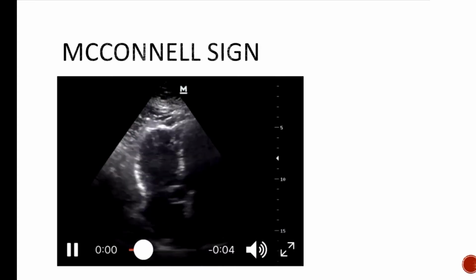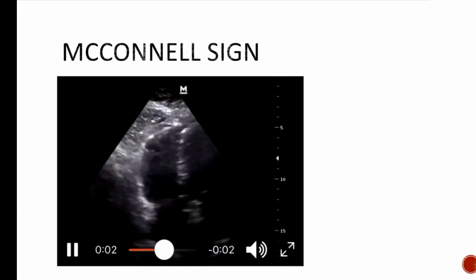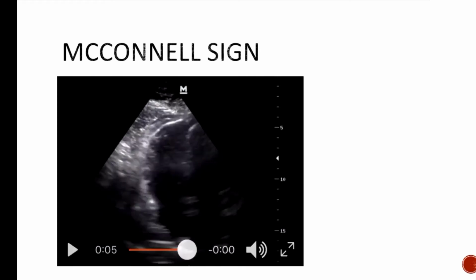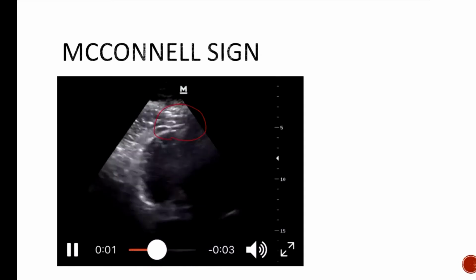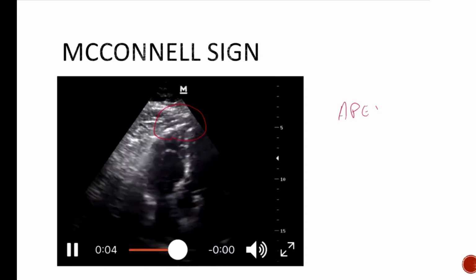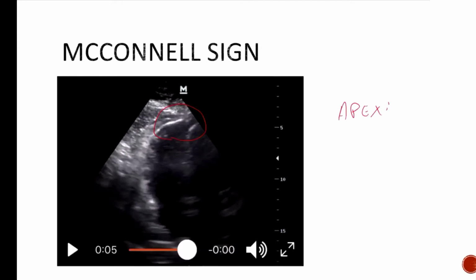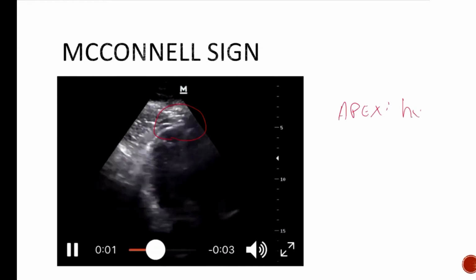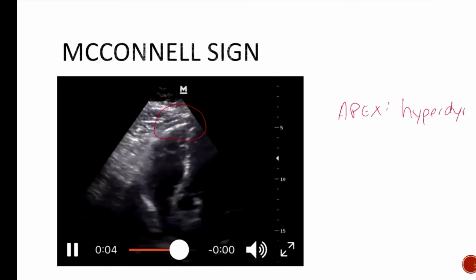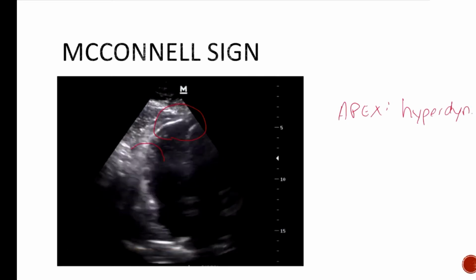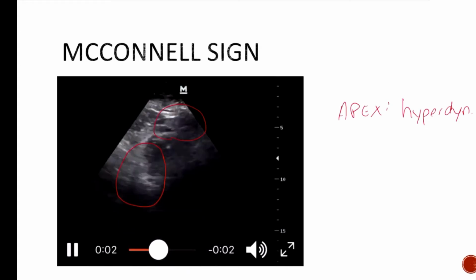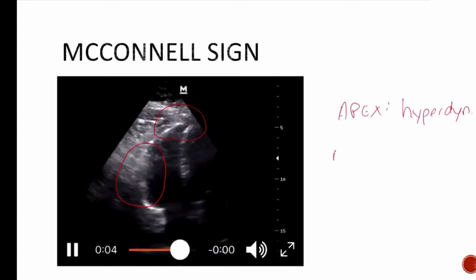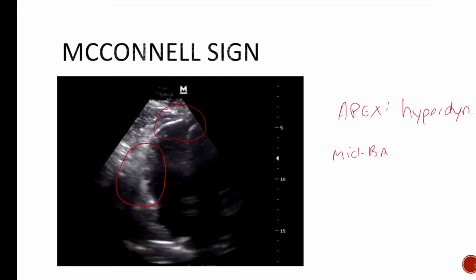Well, let's look at the image here. So what's happening in this image? For the apex. Okay, so we see the apex here. Let's take a look at it there. What's happening to the apex? Yeah, it's pretty hyperdynamic, right? And what's happening to this base, the mid-basilar segment? Yeah, it's got decreased function, right?